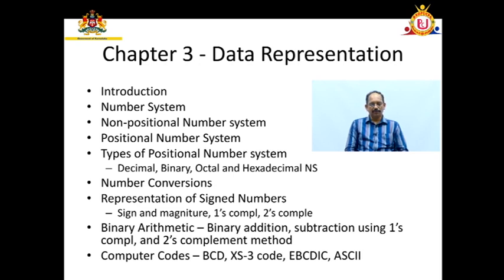Finally, this chapter is concluded with computer codes. What are computer codes? Why is computer code required? What is the classification of a computer code? That is numerical code and alphanumerical code. Examples for numerical code are BCD code, 6-bit BCD code, XS3 BCD code. The examples for alphanumerical code are EBCDIC code and ASCII code. Of course, there are many other codes out there, but that is not the point of discussion in your chapter.